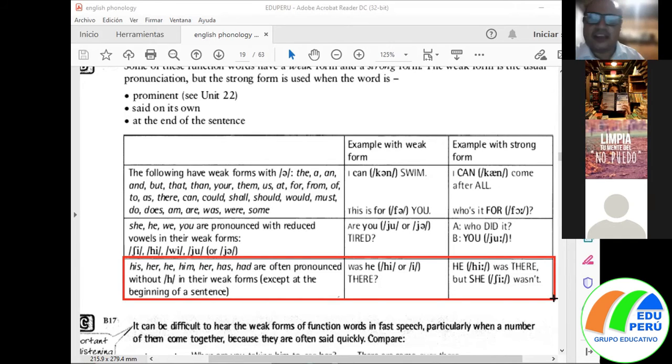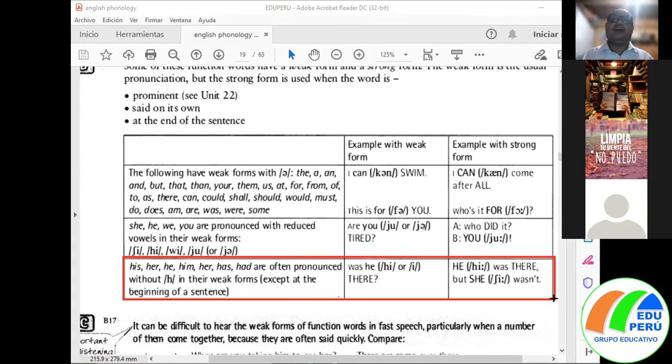Now, notice the strong form. He was there. Notice at the beginning of the sentence, you use the strong form. He was there, but she wasn't. Notice she wasn't. You use the strong form.